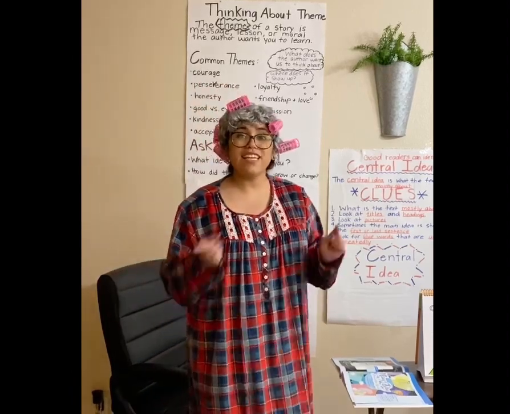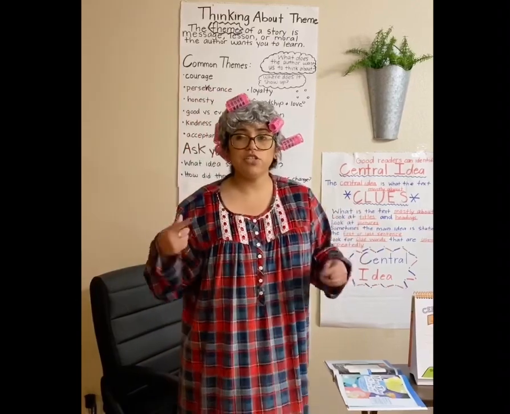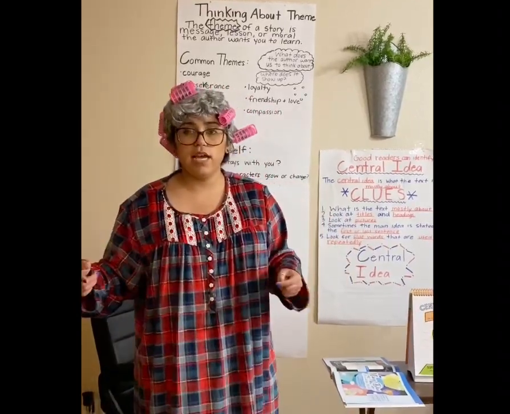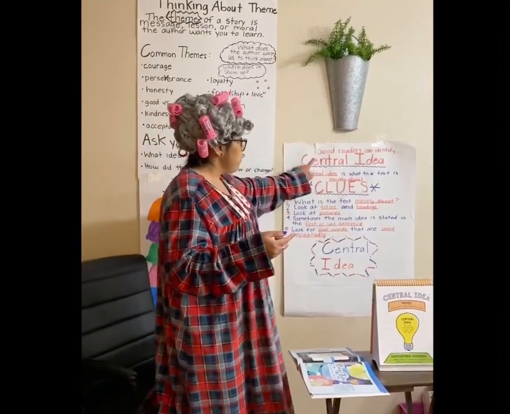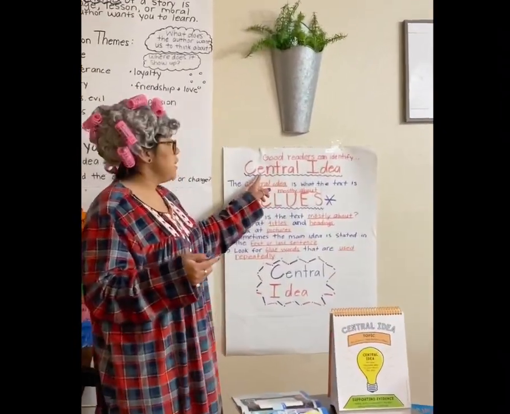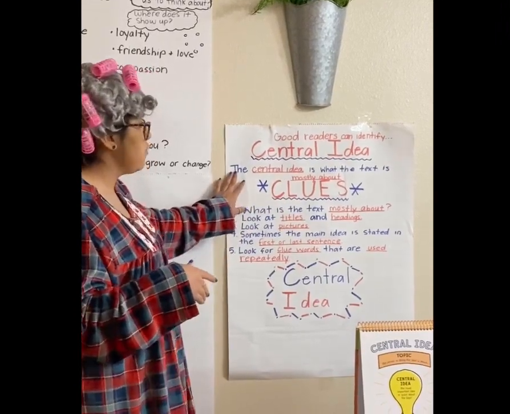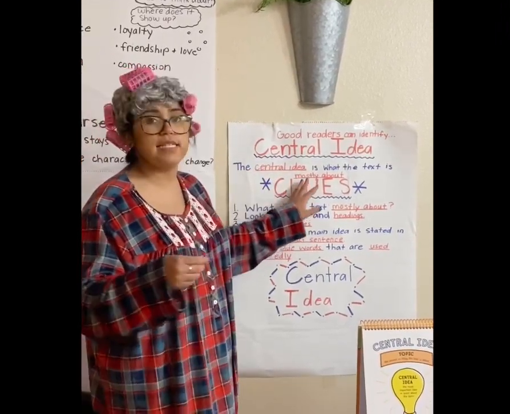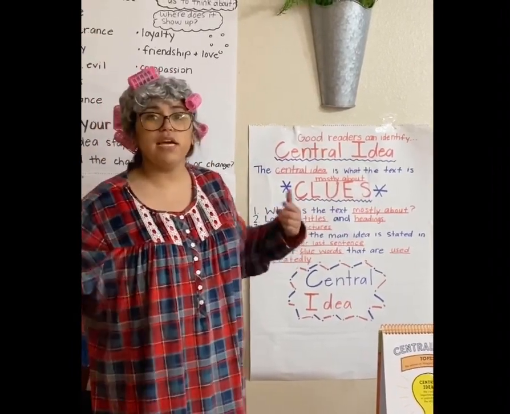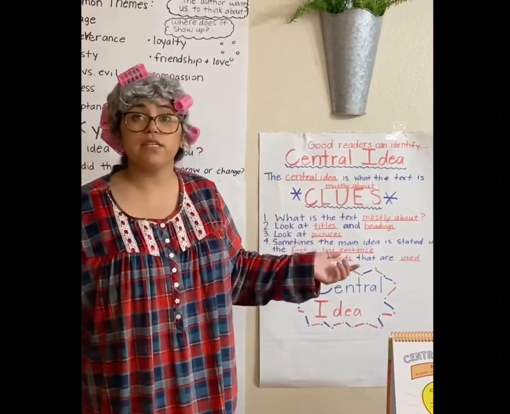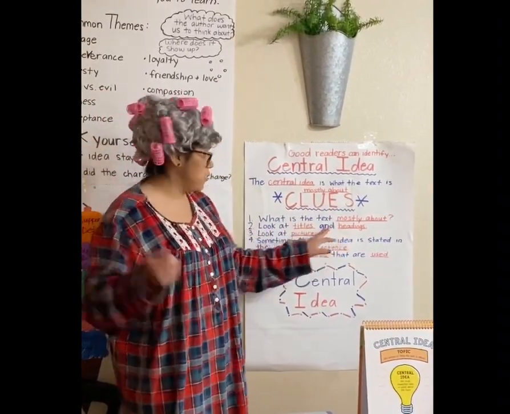Now, let's look at another anchor chart over central idea, of the things I want you to think about while reading a text or listening to a text. Good readers can identify central idea by, first off, the central idea is what the text is mostly about. Here are some clues that I want you to tell yourself or think about as you're reading the story. What is this text mostly about?